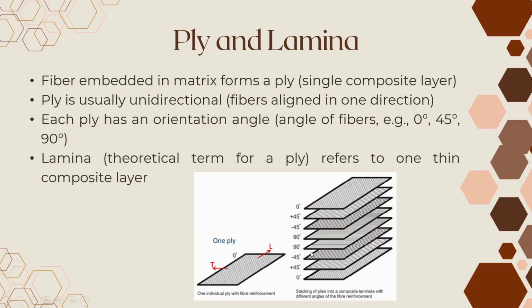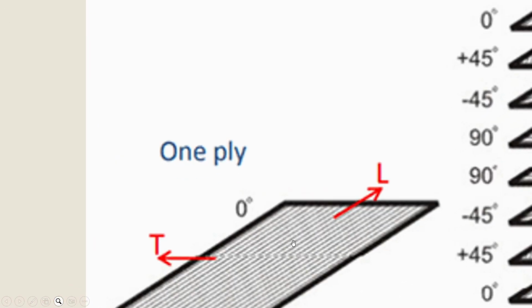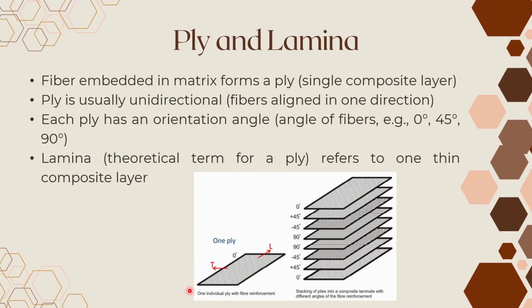Let's see what is ply and lamina. We know what is fiber, we know what is matrix. Now the fiber embedded in a matrix will form a ply. Here when you zoom in and see it, these lines are the fibers, that is the reinforcement. Got it? When we make it as a sheet, it is called a ply. The sheet, the ply, the lamina, everything is the same. Only the term differs, but what it means is the same thing.